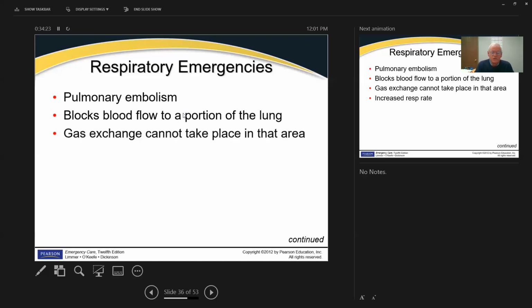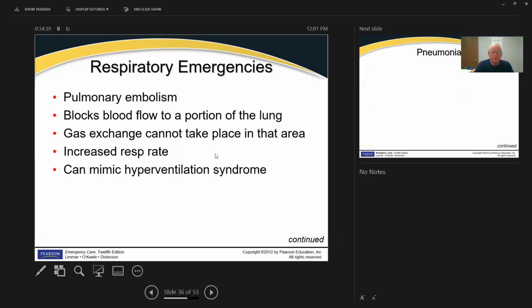And when that happens, gas exchange cannot take place. And they're going to have difficulty in breathing. And they're going to have an increased respiratory rate, and they're going to have a decent amount of chest pain, okay? And their respiratory rate quite often will go up very fast. And the problem with that is it can mimic something called hyperventilation syndrome.